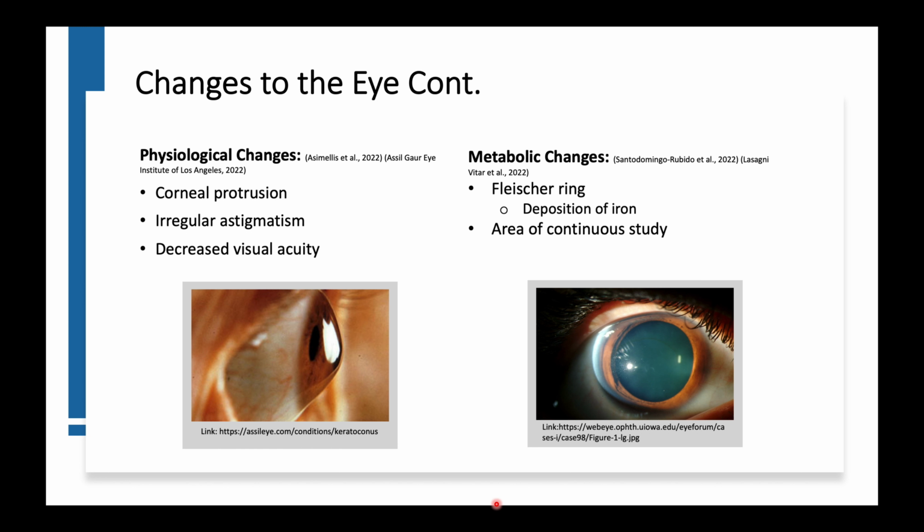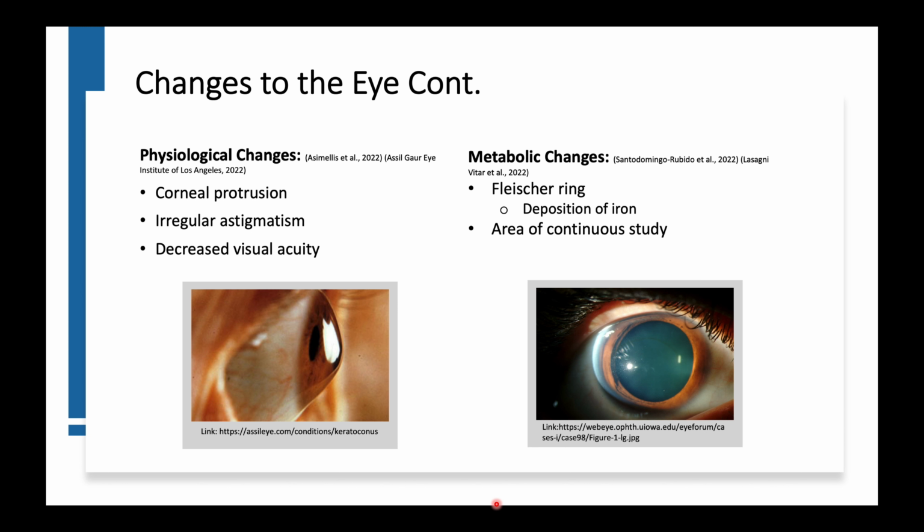A significant metabolic change is the formation of a Fleischer ring, which manifests as a yellowy-brown ring around the cone. It is commonly believed that they form from the deposition of iron in the posterior limiting lamina. However, the exact reason for their occurrence is still being studied.